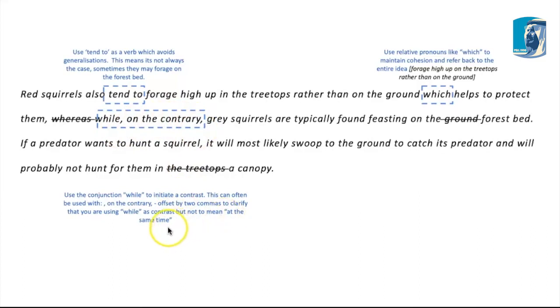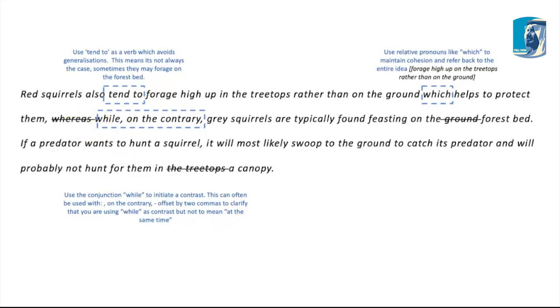It's offset by two commas, and it's a clarification phrase that this word "while", though in English it can mean "at the same time", in this sentence I want it to mean there is a contrast, not that we are talking about the same time. So you will see this often in written pieces, the word "while, comma, on the contrary, comma" to make it clear to the reader we're not talking about time here. We are talking about there being a difference.